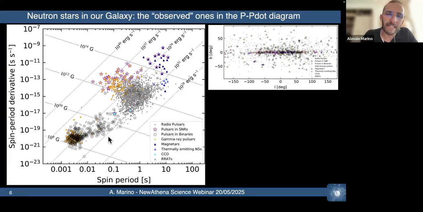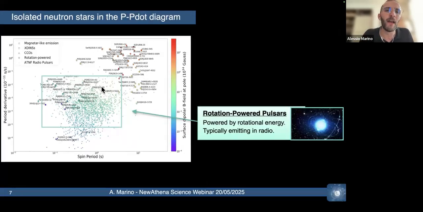And it's no coincidence that they coincide with the population of pulsars in binaries. Indeed, their very fast rotation is due to an exchange of angular momentum between these neutron stars and a companion star in a binary. This is how they can attain such high spin frequencies and yet have such low magnetic fields, basically. Now, the focus of this talk is actually this other population of neutron stars. So let's take a look at them in particular.